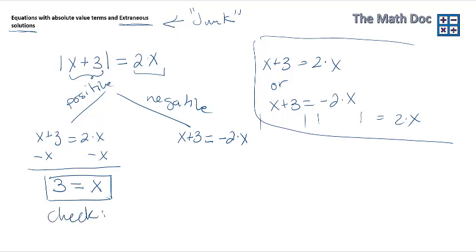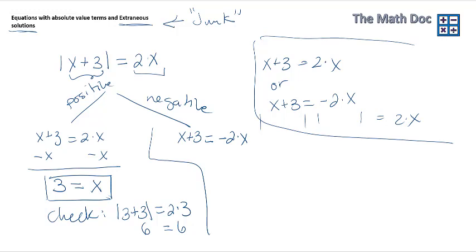If we substitute, we get the absolute value of 3 plus 3. Does that equal 2 times 3? Yeah, we have 6 equals 6. Okay, so that one works. What happens on the other side? On the other side, we said that x plus 3 equals negative 2 times x, so that when we take the absolute value, they are equal.